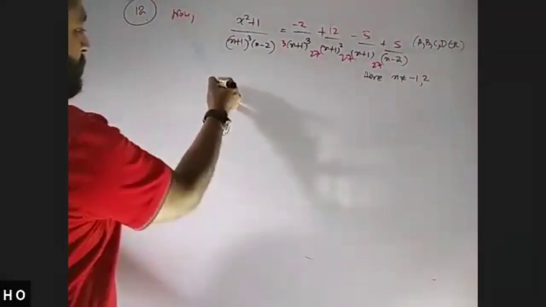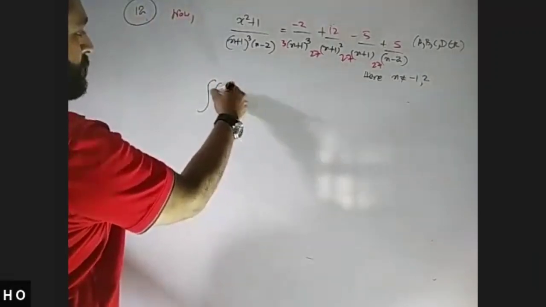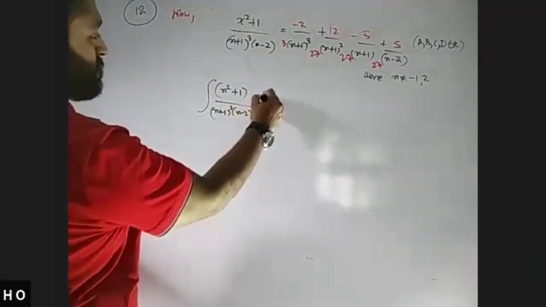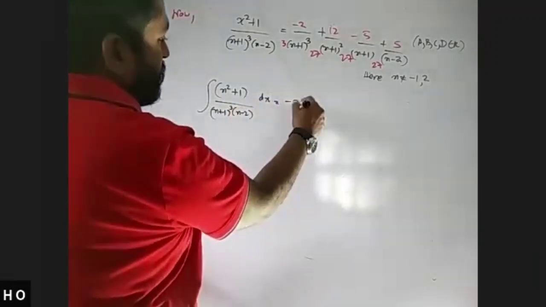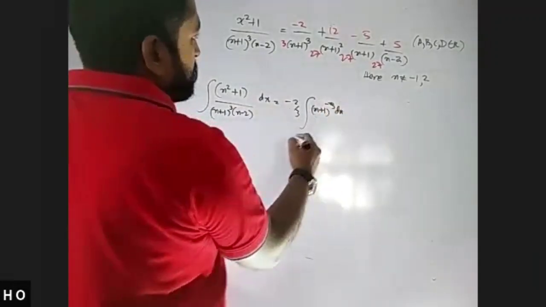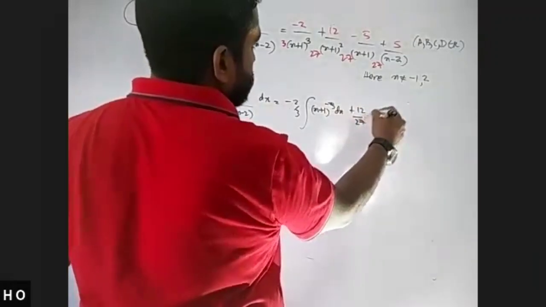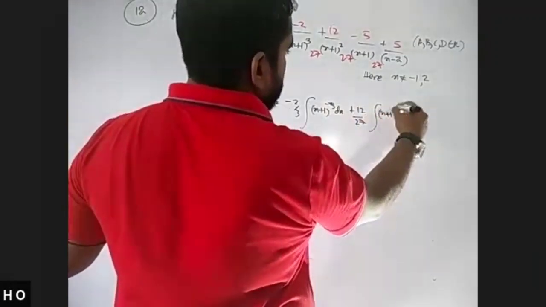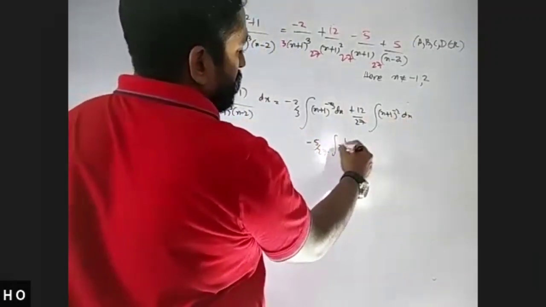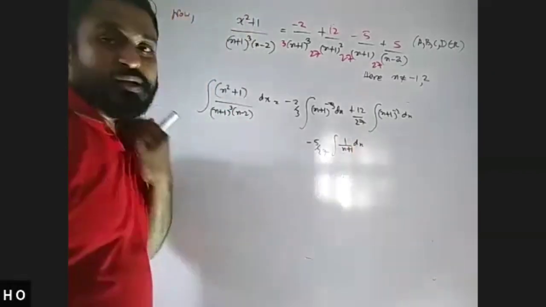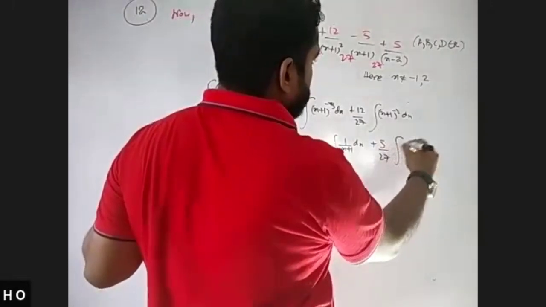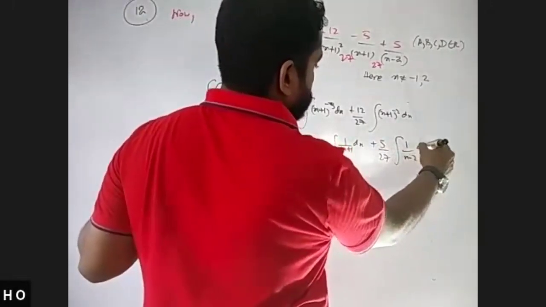So in integrating, you can apply the integration to both the sides. The integral of x squared plus 1 over x plus 1 cubed into x minus 2 dx equals: take minus 2 by 3 out, then it is x plus 1 to the power minus 3 dx; 12 by 27 now, then x plus 1 to the power minus 2 dx; then minus 5 by 27 now, 1 over x plus 1 dx. I'm accordingly changing the pattern, right? So plus 5 over 27 now, 1 over x minus 2 dx.